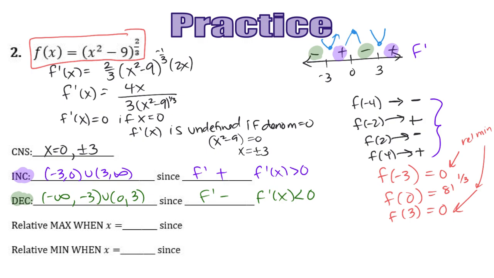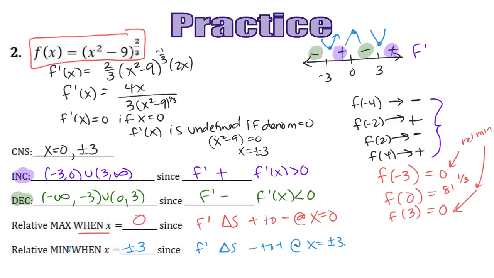So we have a relative maximum when, that's how I know, I'm just writing the x value, x equals 0 since f prime changes from positive to negative at x equals 0. We have relative minimums, we actually have more than one, when x is plus or minus 3 since f prime changes from negative to positive at x equals plus or minus 3.